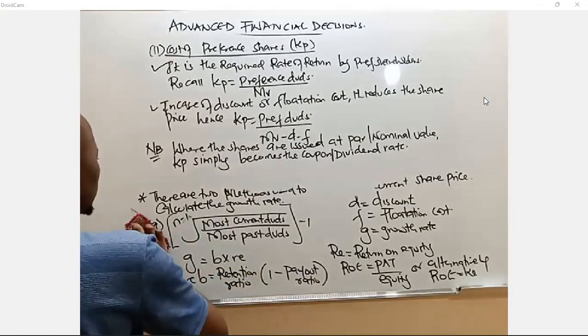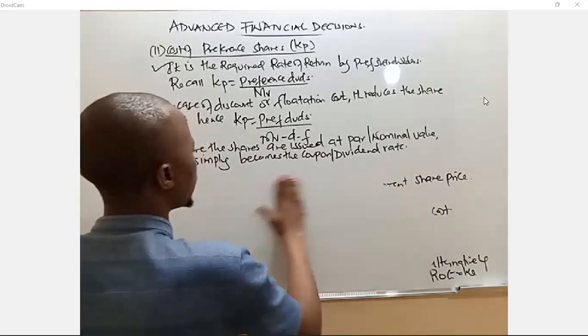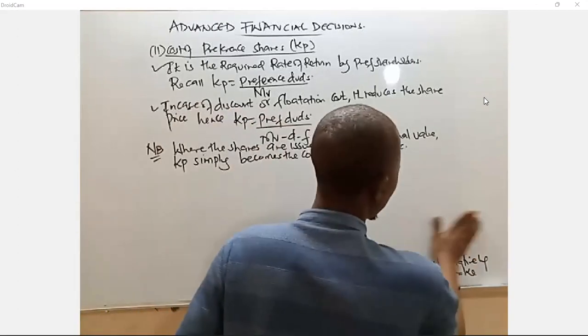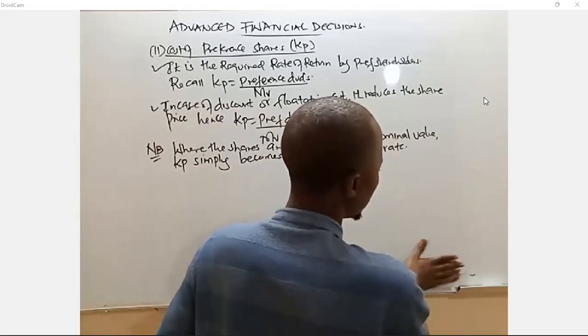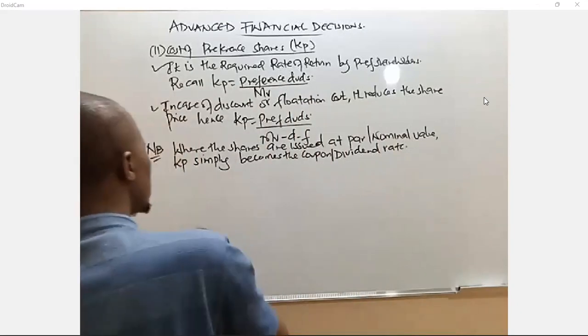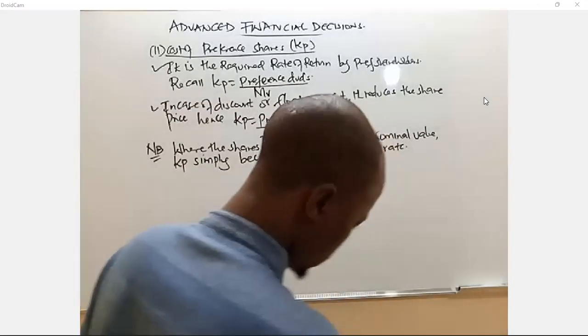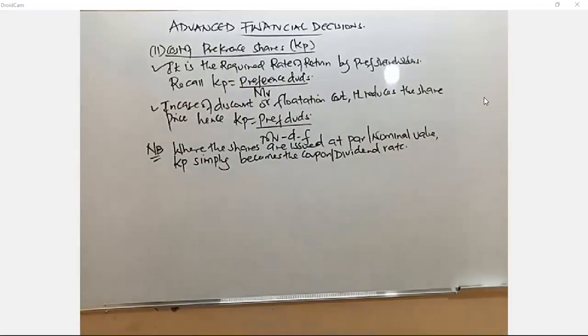When we are discussing debt, we remember that in section three we said debts are normally grouped into two. We normally have irredeemable bonds, and then we have redeemable bonds. Let me use the term bonds.